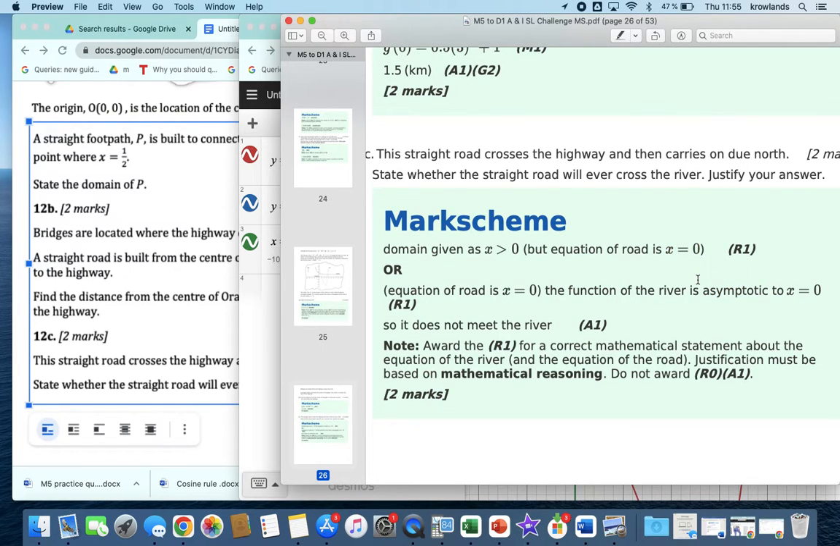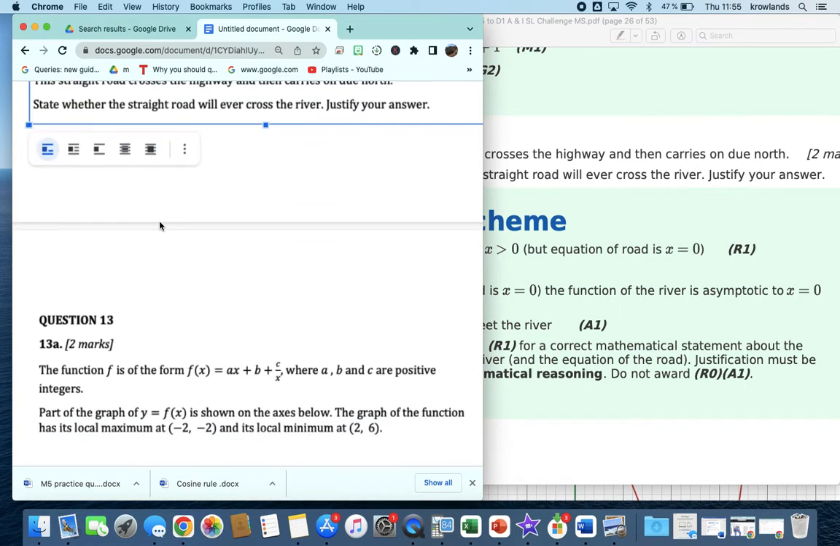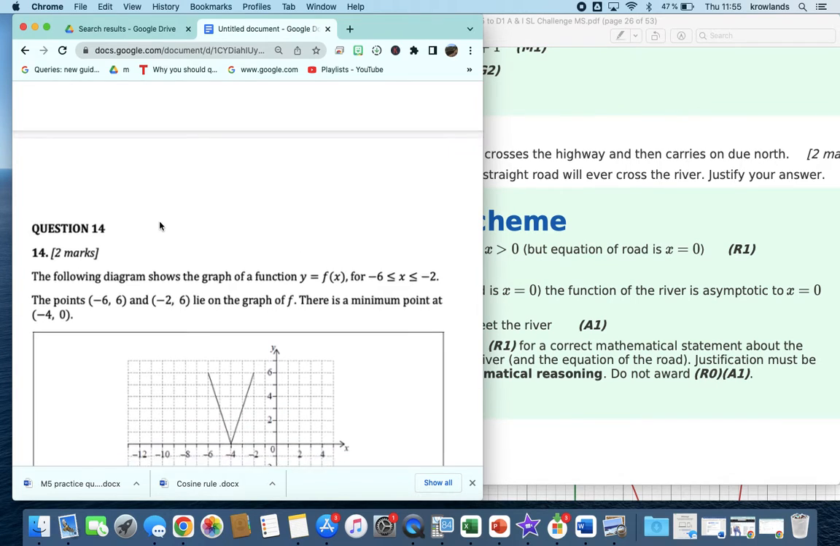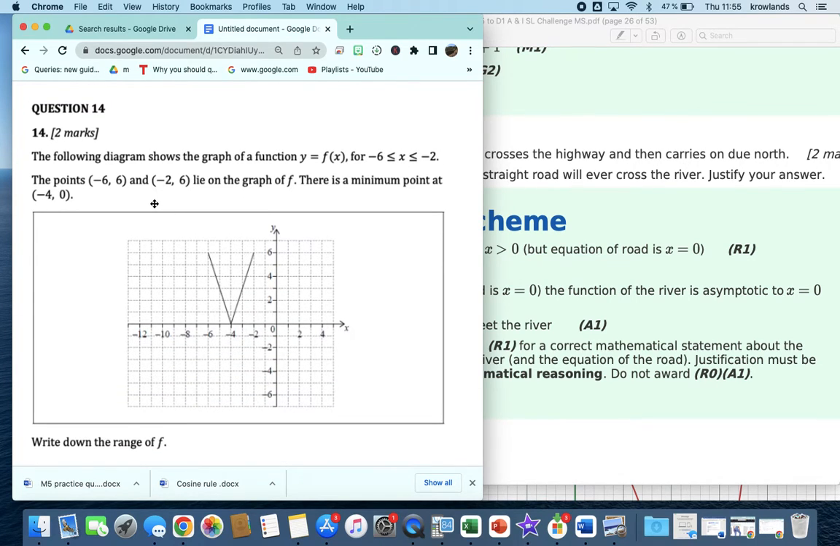It's not like some courses where you need to have really exact answers. So let's have a look now at a slightly different question. Let's have a look at question 14. This is describing what's going on in this particular diagram here, and it's got different points identified.